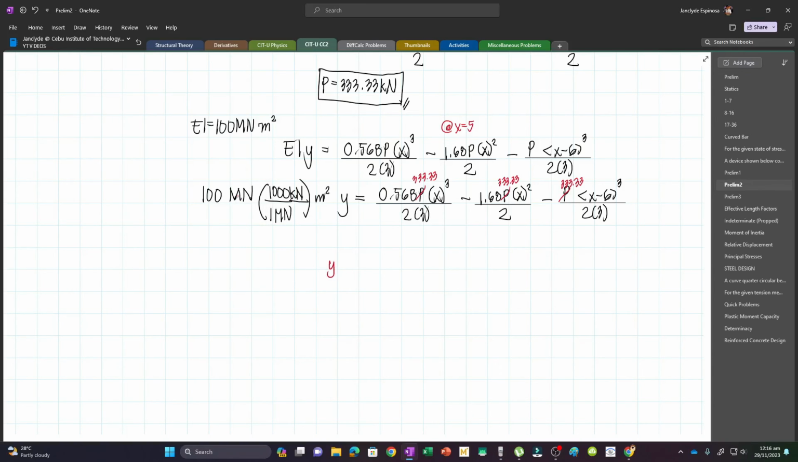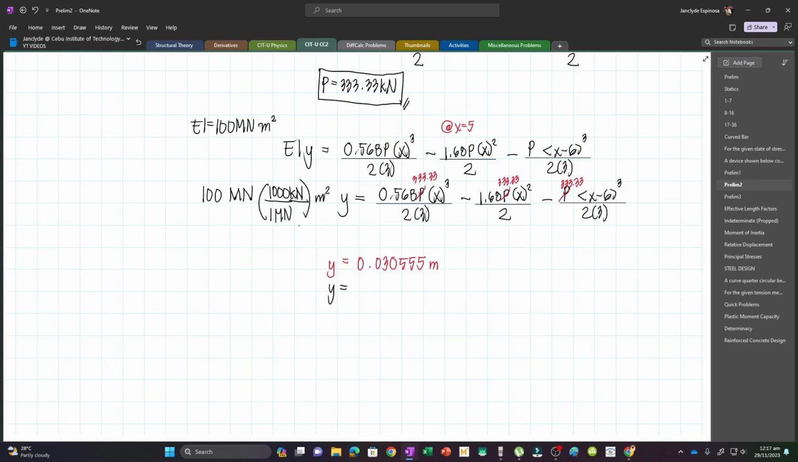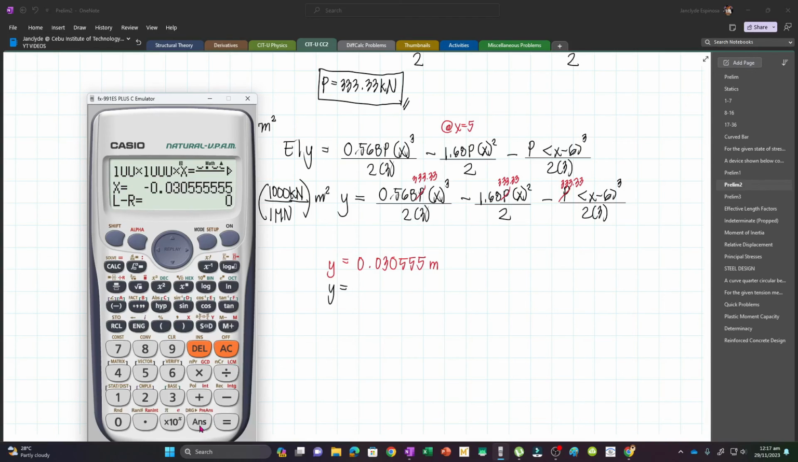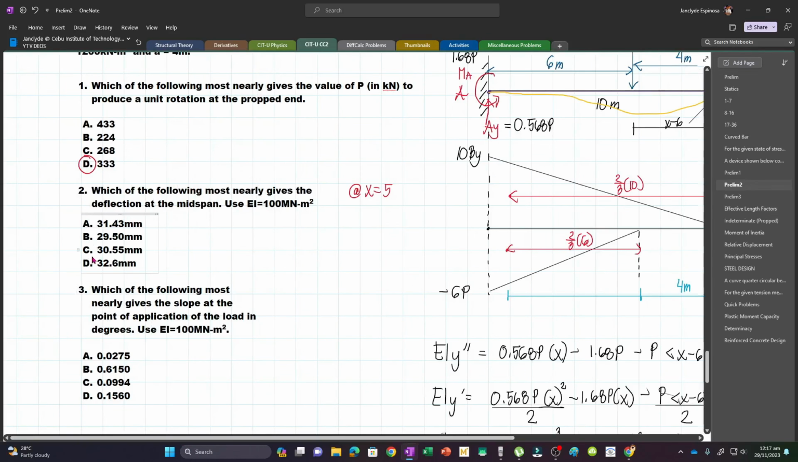So that will be y is equal to 0.03055. Aka na siya, non-terminating. So in meters ni siya. And so ang atong y, if ato i-convert into mm, i-multiply na to by 1000. So answer times 1000, mo siya makuha ang 30.55. Again, ang negative diri pasabot dira kay downward ang deflection. So 30.55 mm. And so our answer will be letter C.